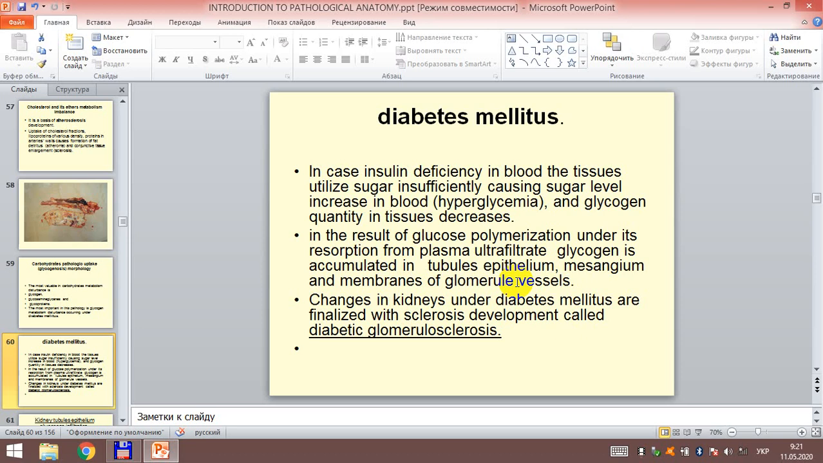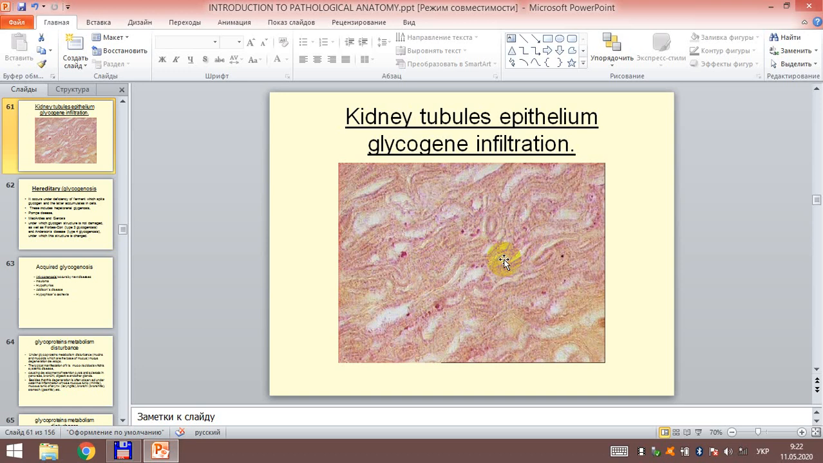As a result of glucose polymerization under its resorption from plasma ultrafiltrate, glycogen is accumulated in tubule epithelium, mesangium, and membranes of glomerular vessels. Changes in kidneys under diabetes mellitus are finalized with sclerosis development called diabetic glomerulosclerosis. In this microscopic picture, you can see signs of accumulation of glycogen in the epithelium of kidney tubules, this is the mechanism of infiltration.